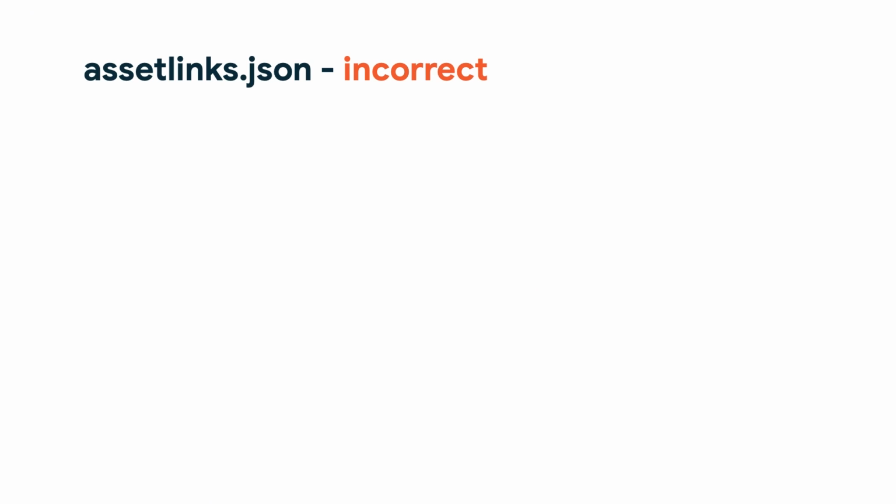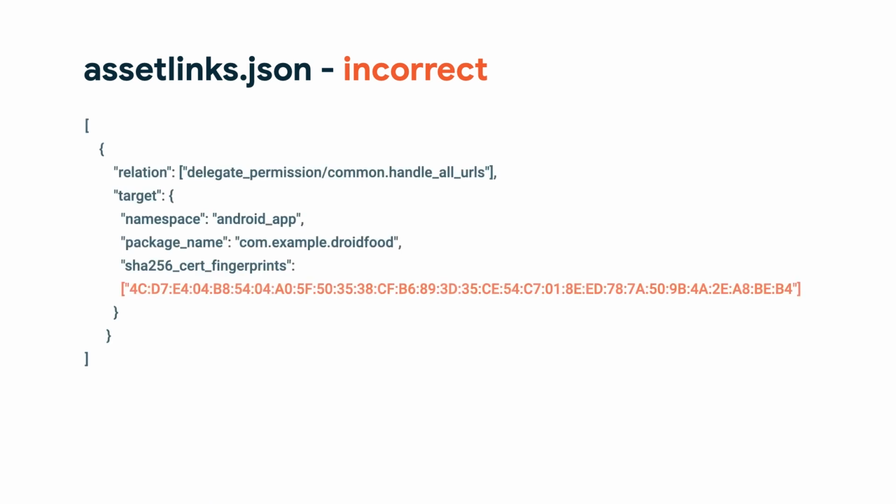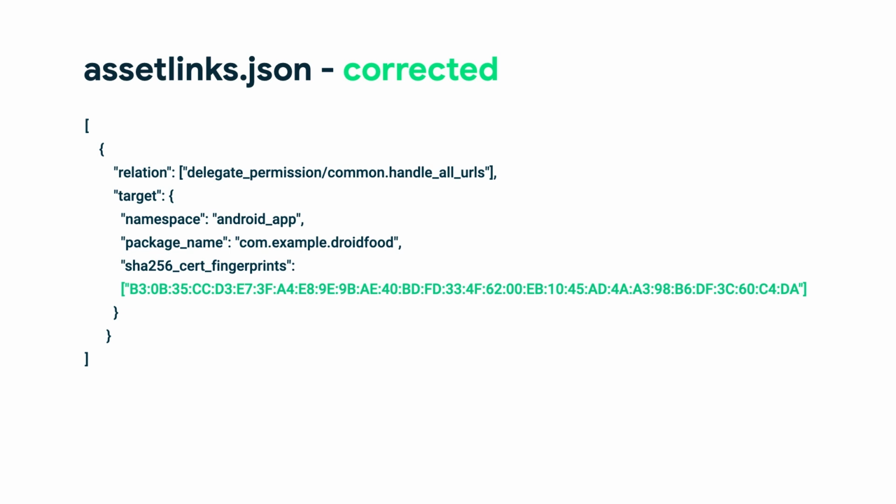The assetlinks.json file for https://droidfood.example.com references the key beginning with 4CD7, but the signing key from pm get-app-links does not match this. We will need to replace it with the correct key. We have updated and re-uploaded our assetlinks.json file.